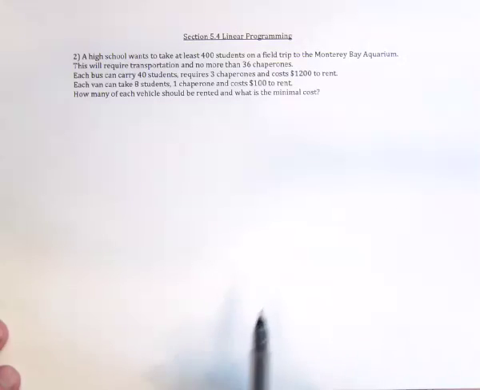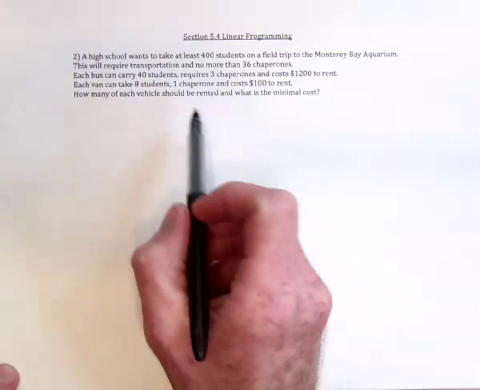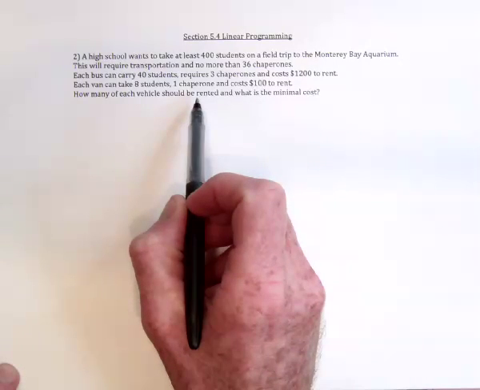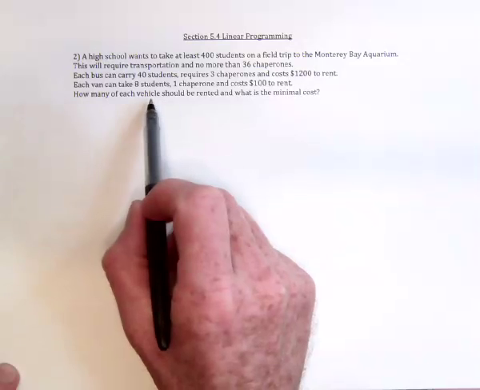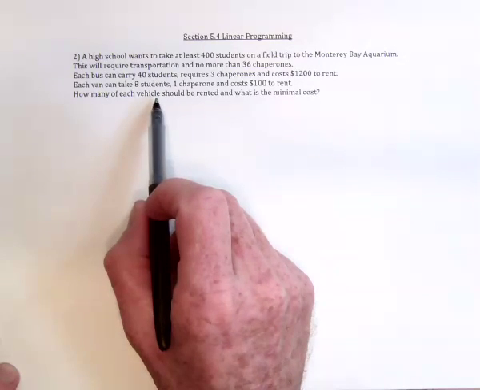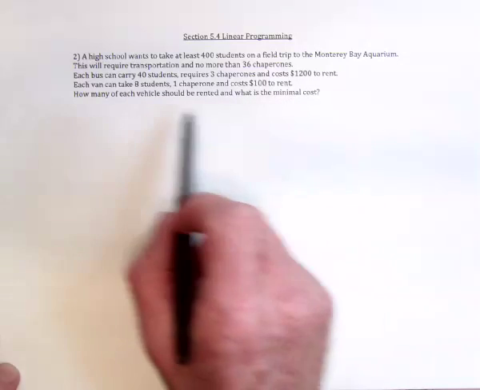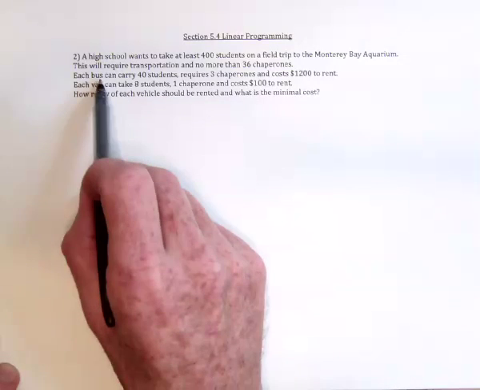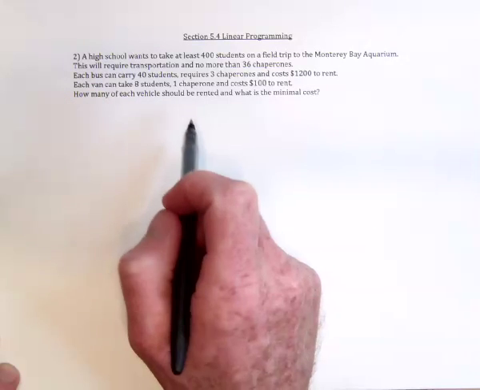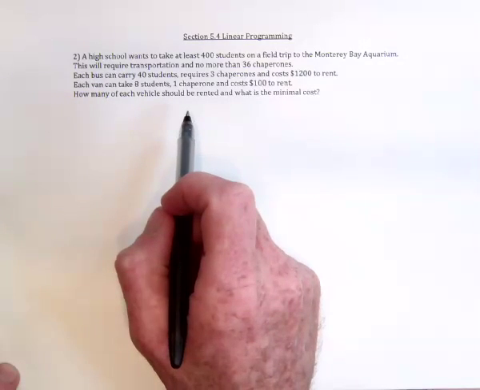Well, now we've got a linear programming problem. We're going to have a few variables: how many of each vehicle. So I go right to the question to see what type of variables we need to be using to minimize the cost. Well, the cost comes from renting buses and vans, so I'll use B for bus and V for vans.